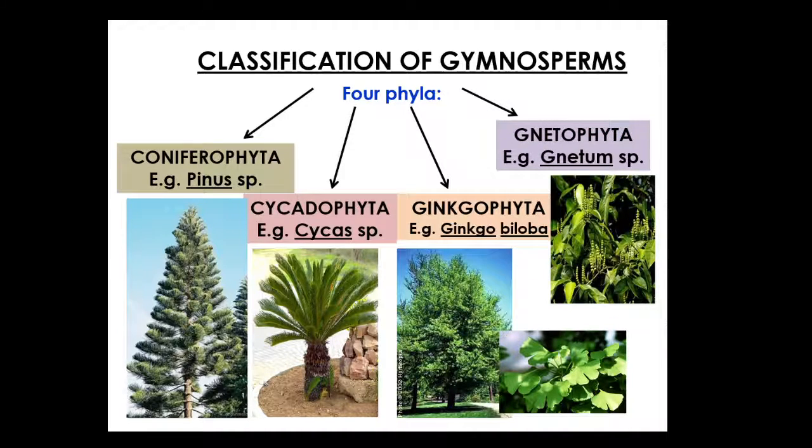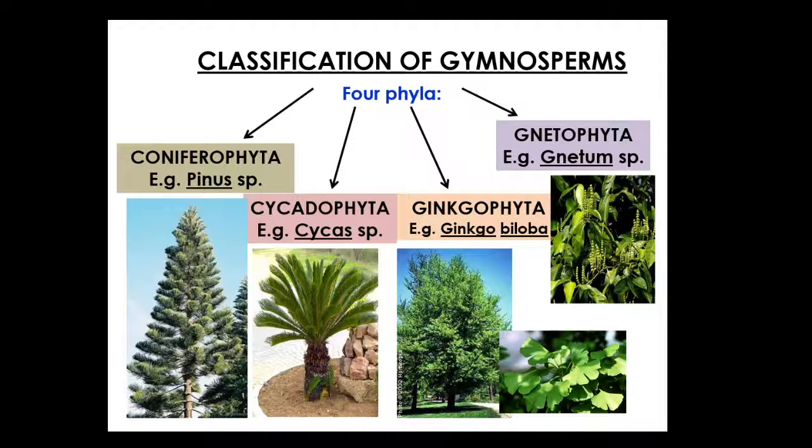And last but not least is phylum Gnetophyta, Gnetum species. So Gnetum species would look a little different from all the other gymnosperms. They are becoming a little bit more angiosperm-like, but they're not really real angiosperms yet. So that's why it is still under its own phylum in gymnosperms. And as you can see, although we all classify them under gymnosperms, they look quite different from each other and they can inhabit quite different habitats.